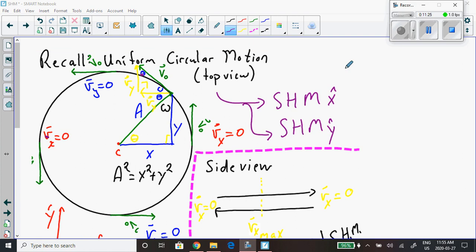Complementary angles within these two triangles have helped us establish that the triangle AXY is similar to the triangle V0, VY, VX. These are similar triangles. The triangle V0, VX, VY is similar to the triangle AYX. Similar triangles.